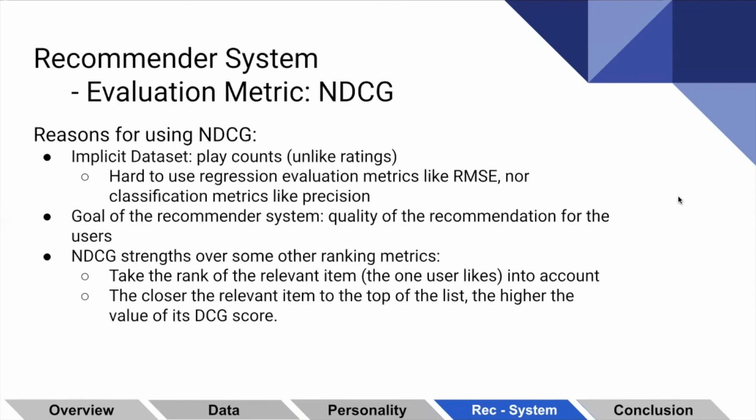As for the evaluation metric, NDCG, which stands for Normalized Discounted Cumulative Gain and is a type of ranking metric, is used for the following reasons. First of all, we have implicit rating, which are play counts. It is difficult to use regression metrics like RMSE or classification metrics like precision for that. Also, NDCG could take the rank of the relevant item, which is the one that the user really likes, into account. The closer the relevant item is recommended to the top of the list to the user, the higher the score.